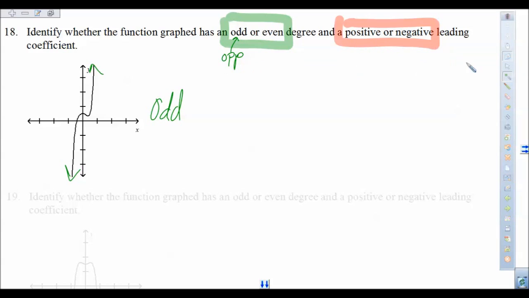Now, positive and negative. All you have to focus on here to figure out if it's positive or negative is the right arrow. If it goes up, it's a positive direction. Things are looking up. So this particular function here is odd and positive. If the right arrow went down, it would be negative.